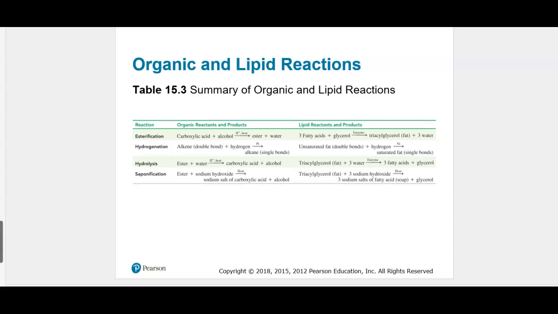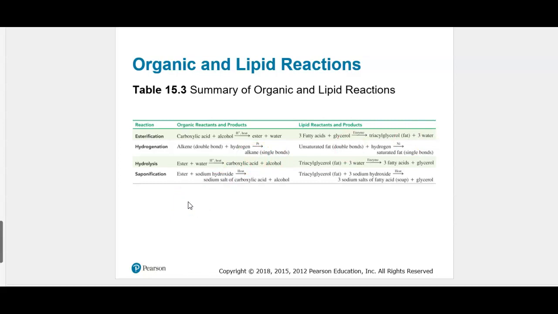When you esterify, you're going to take 3 fatty acids plus glycerol, and then you're going to get 1 triacylglycerol molecule and 3 water molecules. In hydrogenation, we saw that you're adding hydrogen to a double bond, converting an unsaturated fat. And of course, we talked about partial hydrogenation, where you're going to get the trans isomerization of fatty acids, which is undesirable. But it's going to happen.